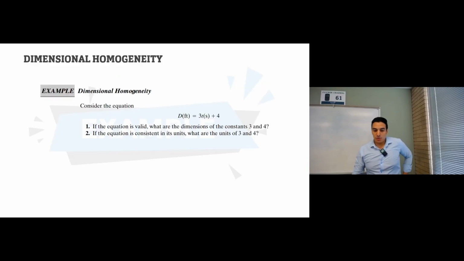Let's take also this quick example. We have an equation: D, which is in feet. So D is length; feet is a unit of the length dimension. D equals 3t, where t is time in seconds, plus 4. Here I ask you, if this equation is valid, if it is homogeneous, what will be the dimension and the units of the numbers 3 and 4?